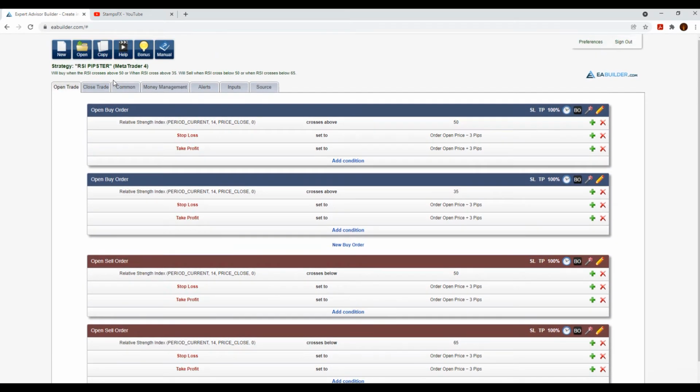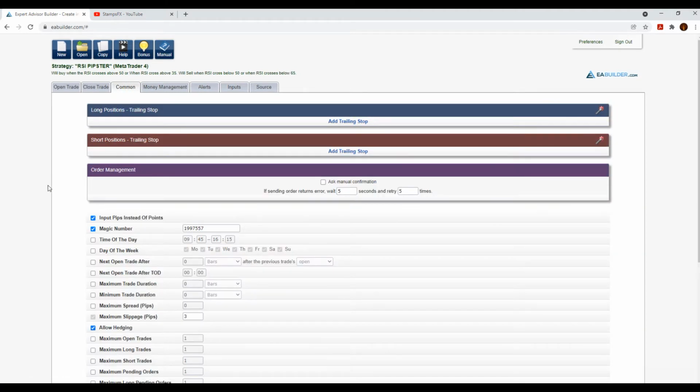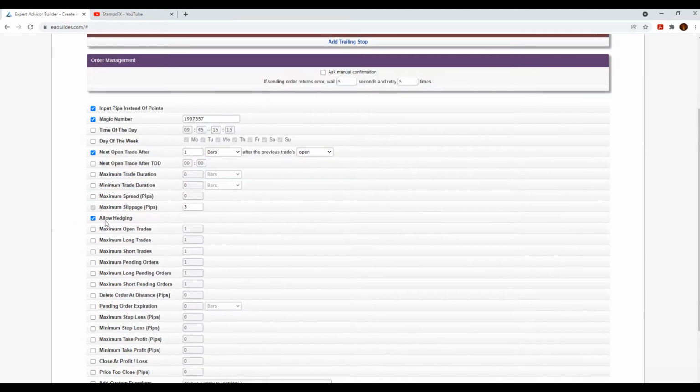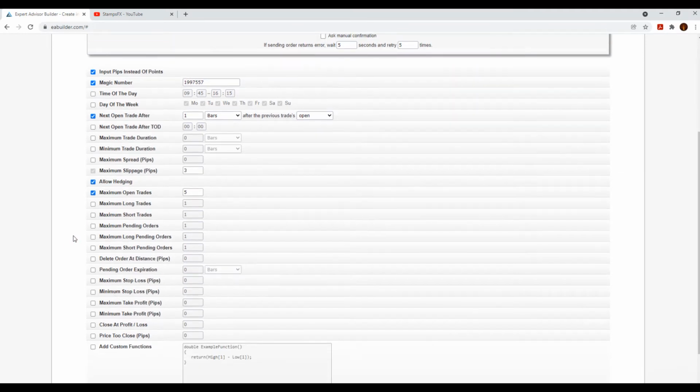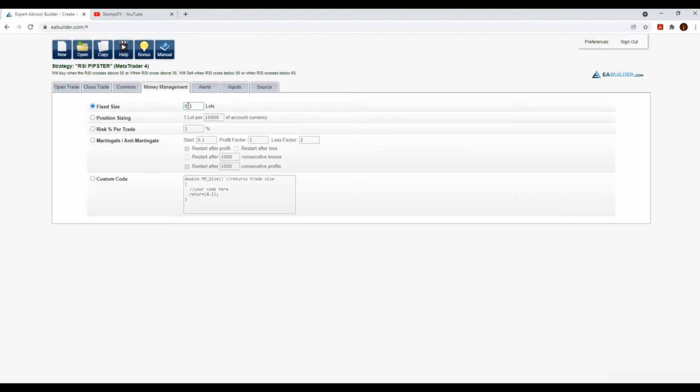All right, so now the only thing we need to do here, we don't do anything on the close trade tab. On the common tab, we do need to make sure that the next open trade is after just 1 bar. We do want that small gap in between. Allow hedging, we don't have to allow hedging on this. We can leave that checked, but we will do this right here. Maximum open trades, we will do 5 trades. And that is it for this money management. We want this at 0.01 for now.